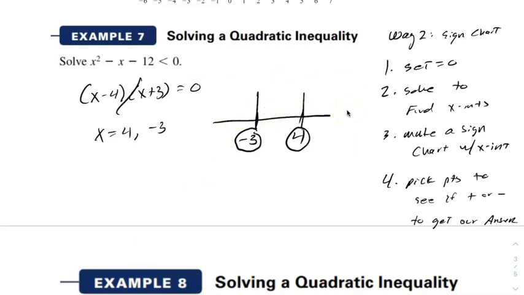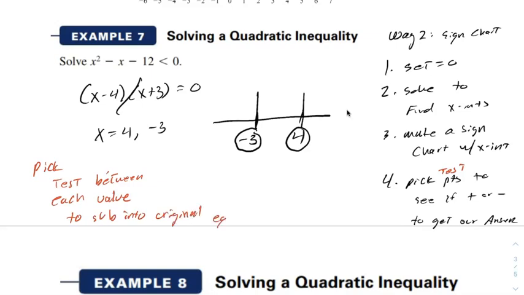And all we do now is we pick test points. Pick test points between each value to sub into the original equation. So we're going to pick a test point for each one of these. For -3, we need something left of -3, something like -4. We need something between -3 and 4. A lot of times people pick a 0. And we need something to the right of 4, something like 5.